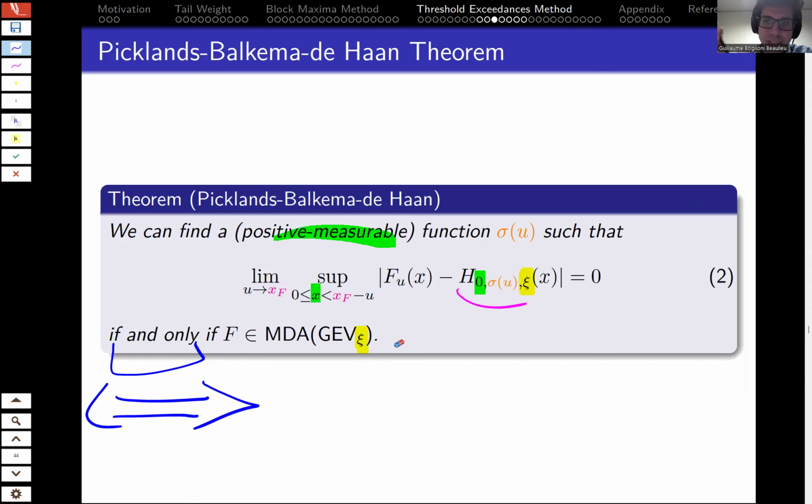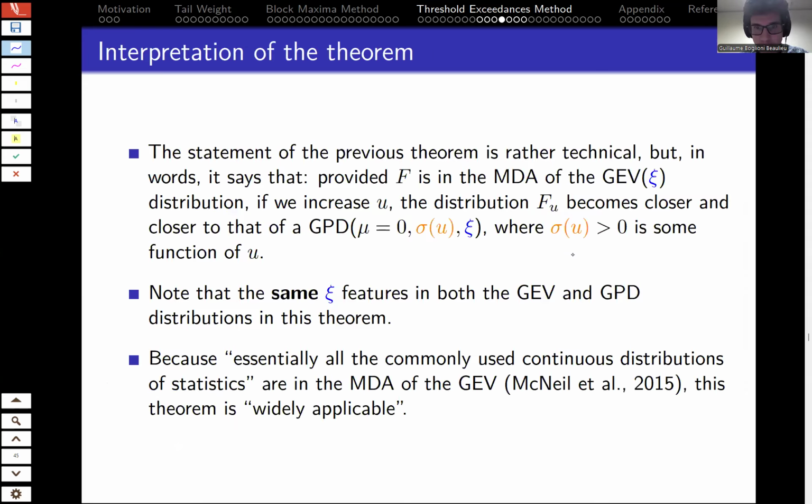It simply means that the standardized maxima of a sample from the distribution of f converges to the GEV-C. So basically, if the maxima converge to a GEV-C, well, then we also have that the exceedances converge to a GPD with the same C. Hopefully that makes a little bit of sense. Let's review this slide of interpretation, but I think it's more or less what I said.